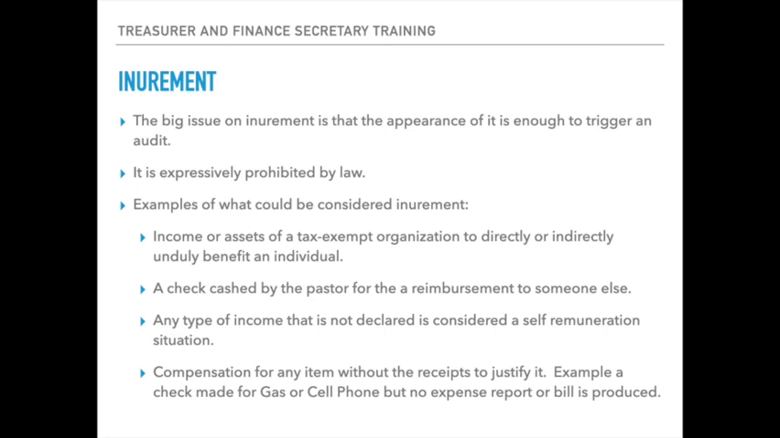Examples of what we could consider inurement are income or assets of a tax-exempt organization used to directly or indirectly unduly benefit an individual. A check cashed by the pastor for the reimbursement to somebody else. Any type of income that is not declared or considered a self-remuneration situation. Compensation for any item without the receipts to justify it. An example is a check made for gas or cell phone, but no expense report or bill is produced. Remember that the appearance of inurement is enough to trigger an audit.